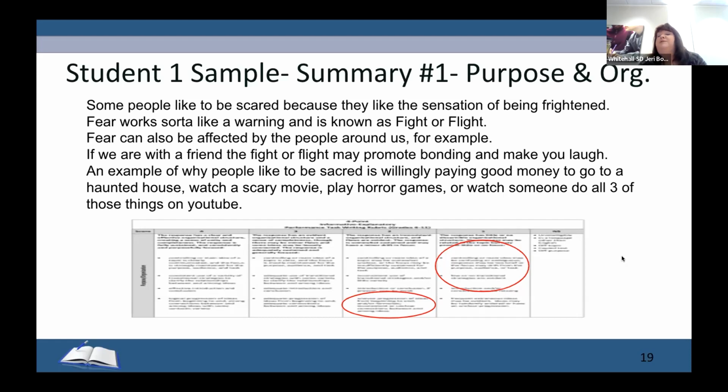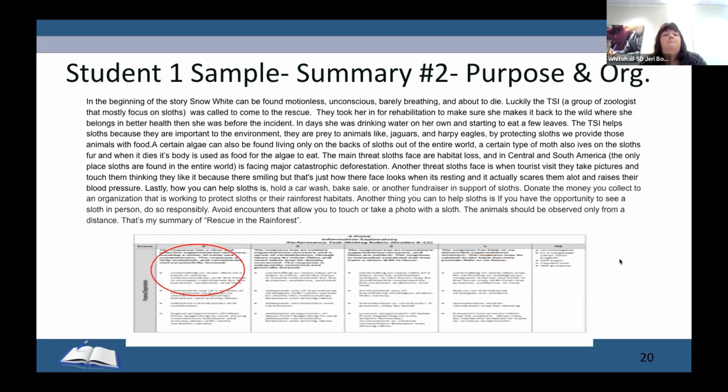So this is the purpose and organization. So this is the same student, but this is their second summary that they completed after the vocab instruction and the organization. I see some expressions, and those are the expressions that I had too, because it was mind blowing, like the detail that we saw in terms of their focus, in terms of their elaboration of details, in terms of the finding of details that actually supported strongly the central ideas that we were trying to support.